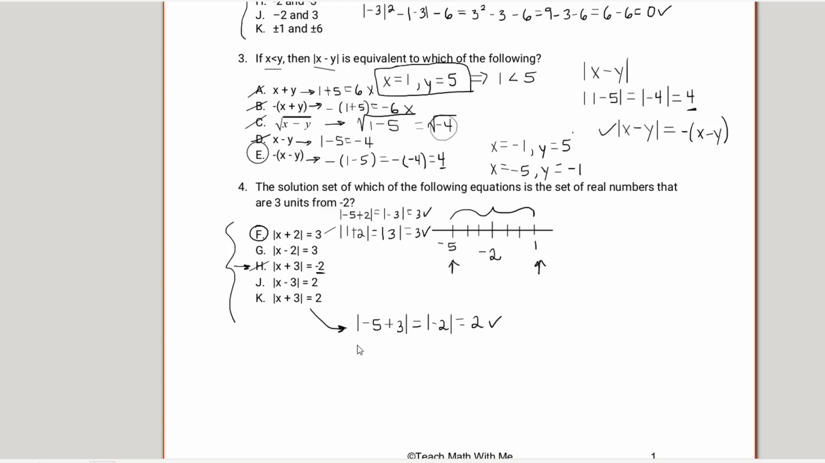Now let's plug in the endpoint of 1. Absolute value of 1 plus 3 gives us the absolute value of 4, which is 4, and that's not equal to 2. So it does not work for all cases, this expression. F did work for our 2 endpoints, our 2 different extremes. So answer choice F here.